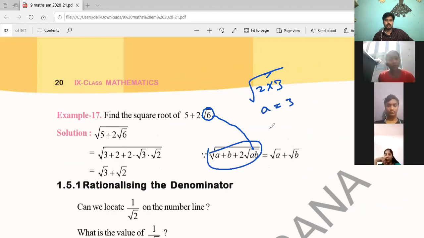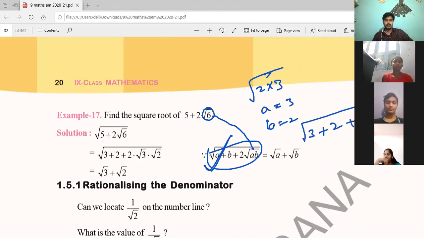Suppose A is equal to 3, B is equal to 2. Substitute the values in this. What does it become? Once again I'm repeating. A value 3, B value 2, plus 2 root 2 into 3, or 3 into 2. That we can write as root 3 plus root 2 is the answer, which comes under multiplication as well, a 1 mark or 2 marks question.